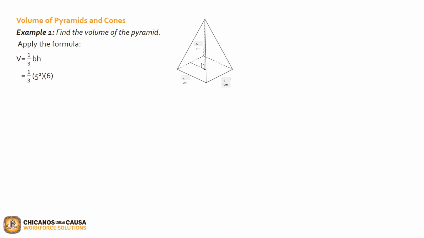Times 6. When we calculate this, you're going to first do the exponents, which is 5 to the second power is 25. Then you're going to calculate the equation, and you will get 50 cubic centimeters.